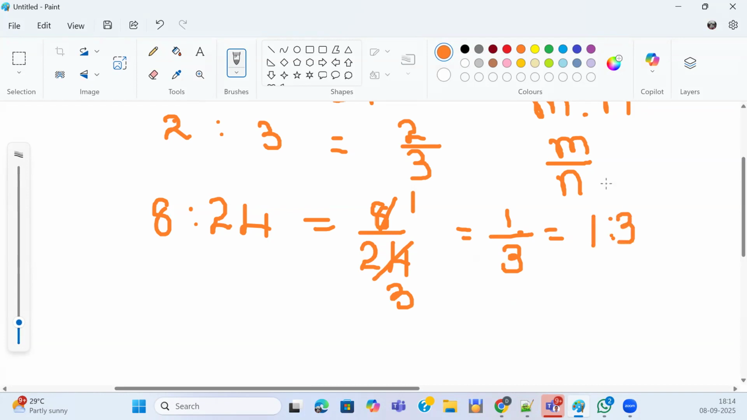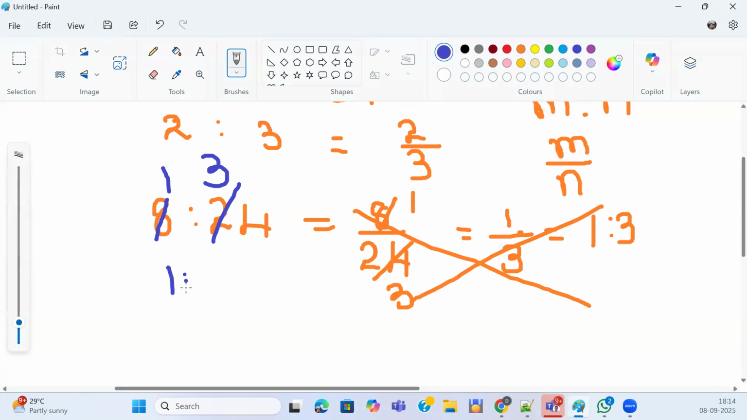That is equal to, how can we write this? 1 is to 3. Instead of writing this much, you can cancel here only, right? 8 ones are 8, 8 threes are 24. So the answer will become 1 is to 3. Are you clear, everyone? Yes, sir. So this is what is called simplifying the given ratios.